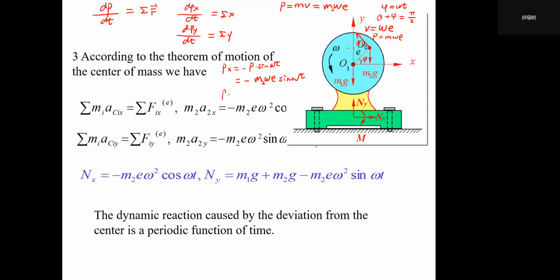And our py is p times sine theta, but this is positive, so we have py equals m2 omega e, and sine theta should be cosine omega t, right? Cosine omega t. Let me check it again. This is Px, and this is Py, right?